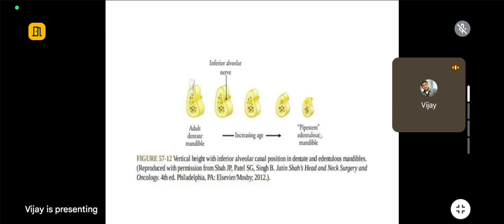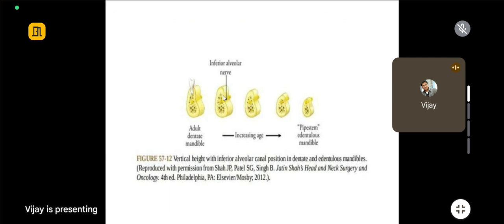So, what is something called a pipe stem edentulous mandible? What happens to the alveolar part of the mandible when a tooth is lost? It goes into gradual resorption, and once it starts resorbing, in the edentulous mandible the inferior alveolar canal comes to the superior portion.